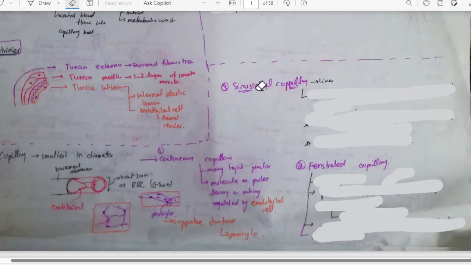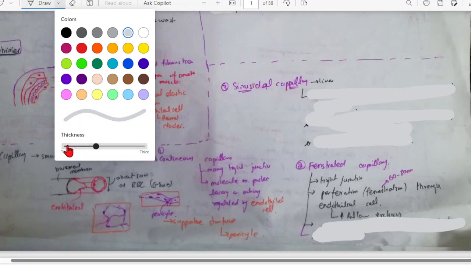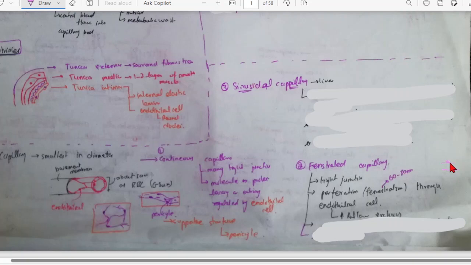Another, the second, is the fenestrated capillary. A fenestrated capillary also has tight junctions, but it has perforations, fenestrations of 60 to 80 nanometers, through the endothelial cell. Through these fenestrations substances can move in and out, and that's why it allows exchange. It is present in the endocrine glands, intestine, and choroid plexus, and also in the peritubular area.